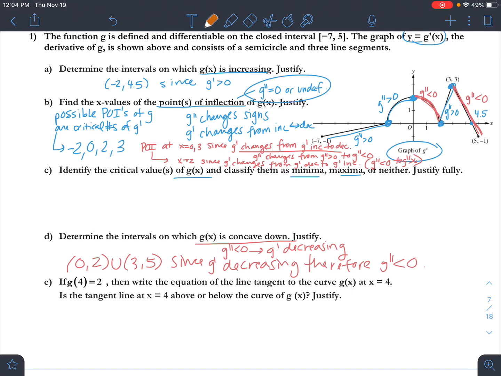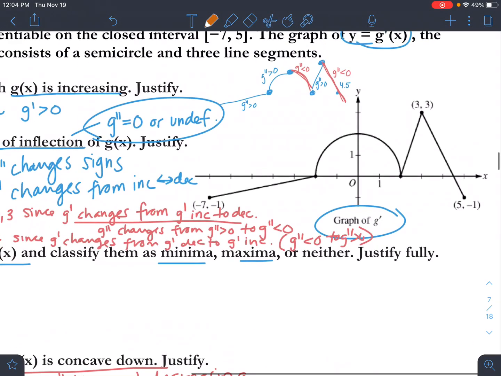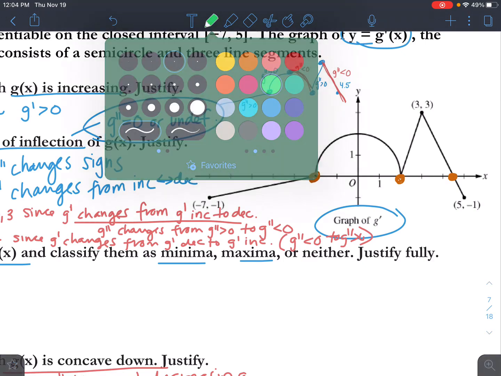So maybe we could drag this up, that might be helpful. Okay, kind of save that, maybe that will be helpful later for you. But we're going to change it up to, what are my x-intercepts? I have -2, I have 2, and I have 4.5. And all I'm looking at now is, does G prime change signs?